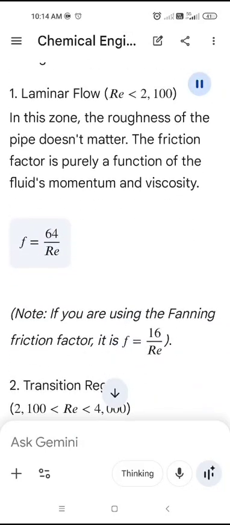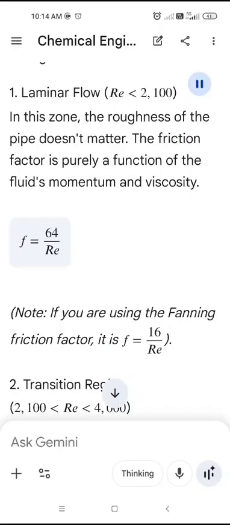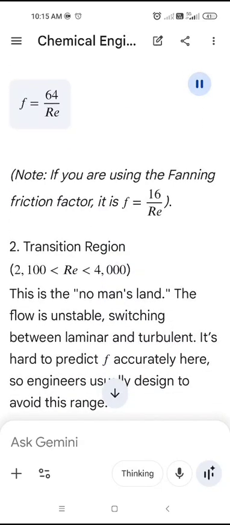1. Laminar flow, Re less than 2100. In this zone, the roughness of the pipe doesn't matter. The friction factor is purely a function of the fluid's momentum and viscosity. Note, if you are using the Fanning friction factor, it is f equals 16/Re.